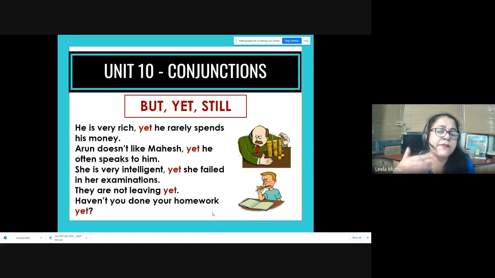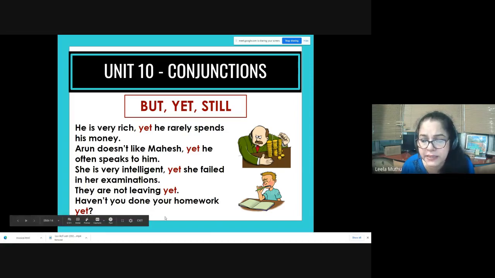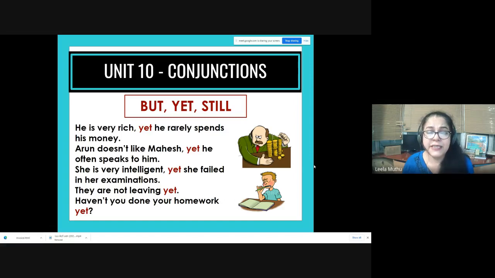Yet can also have the same function as but, yet is used very specifically in certain situations. You can substitute it with but as well. Okay, so let's see. He's very rich. In spite of the fact that he's very rich, yet he rarely spends money. So here you can see a miser counting his money as usual, just like Ebenezer Scrooge. Okay, he's very rich, but or yet he rarely spends his money.